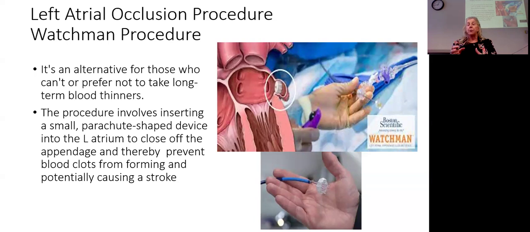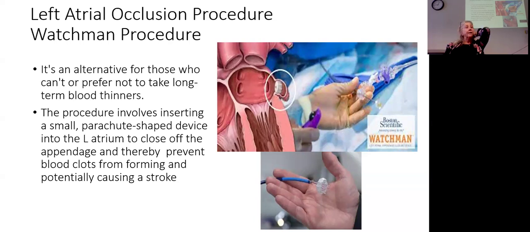Then once they get it in the right spot, and they're doing a scan on you while they're doing this, so they can see when it's in the right spot, they just open up this umbrella, which is the Watchman, and jam it right in the right spot, and they leave it there, and it closes off the left atrial appendage.